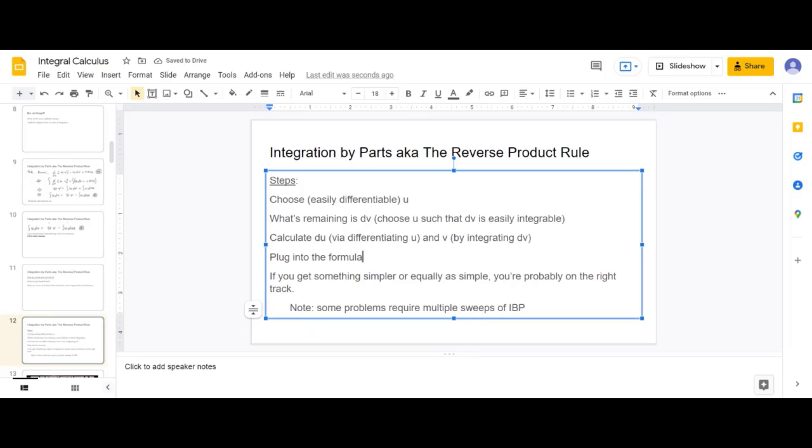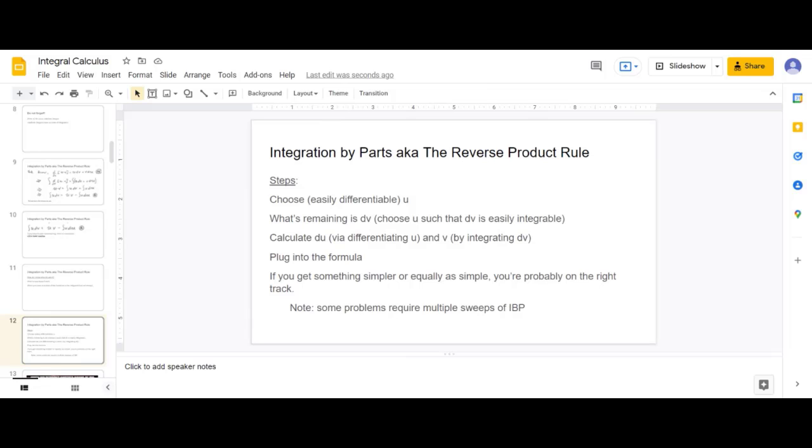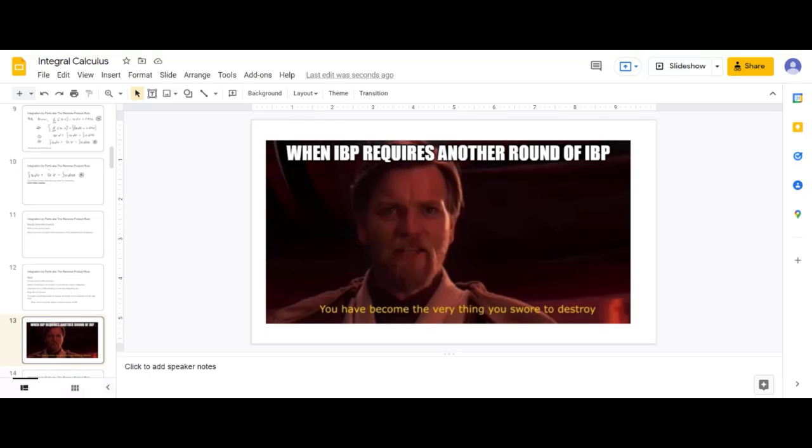Then we plug it into the formula. We'll have another integral to solve in the formula, but hopefully that's equally as simple, or more simple than the integral we started with. Some problems do require multiple sweeps of integration by parts, right? We have to do it more than once. And I actually have a meme for this.